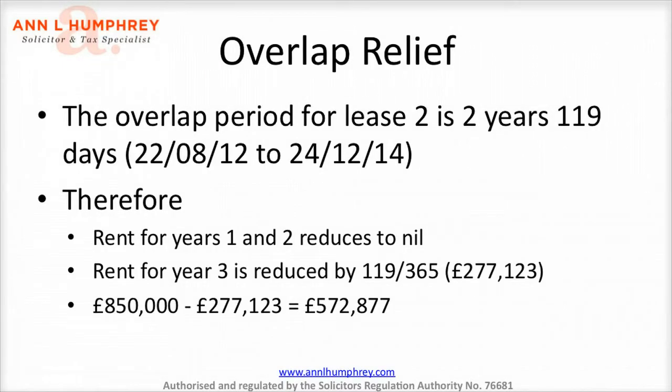When working out the SDLT on Lease 2 giving overlap relief, which you will see in the next slide, we have to consider the overlap period of 2 years and 119 days. This explains why the rent is nil for years 1 and 2 and is reduced on year 3 by subtracting rent for 119 days from the yearly rent of £850,000, which means the taxable rent is £572,877. Let's have a look at those figures.